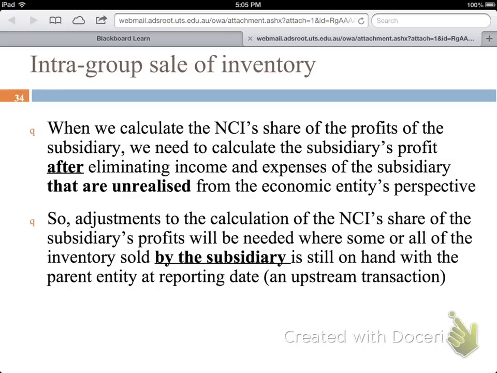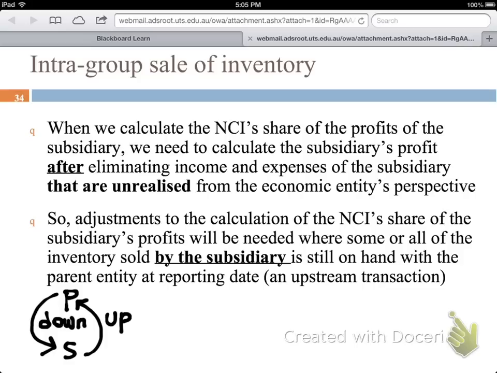Adjustment to the calculation of the NCI's share of subsidiaries' profit will be needed where some or all of the inventory sold by the subsidiary is still on hand with the parent entity at reporting date. This is called an upstream transaction. So when we're doing intra-group transactions, differentiating between upstream and downstream transactions is very important. So what's upstream, what's downstream? The parent is always in the highest position, and then we have the subsidiary. When the subsidiary sells to the parent, this is what we refer to as upstream. When the parent sells to the subsidiary, we call it downstream.